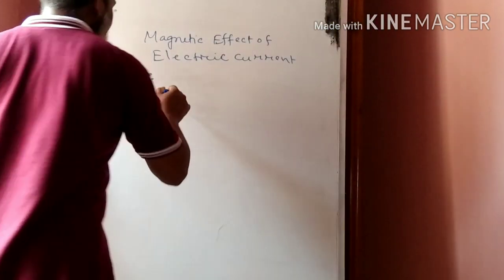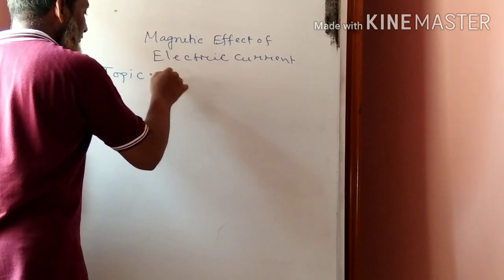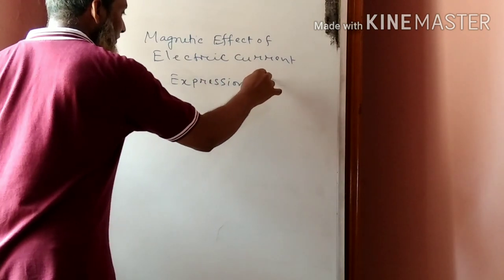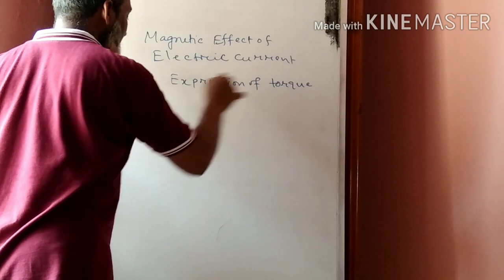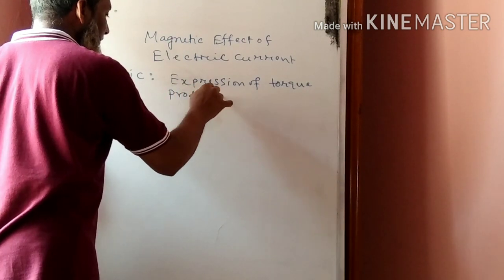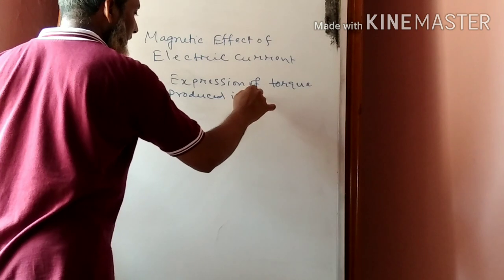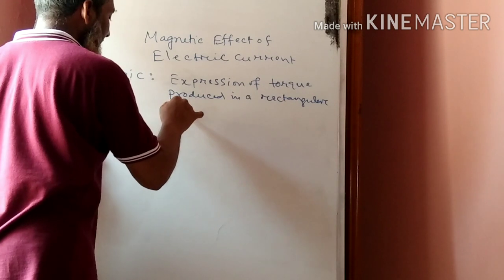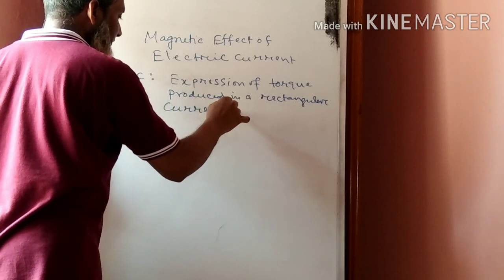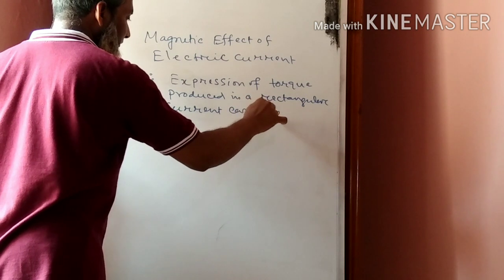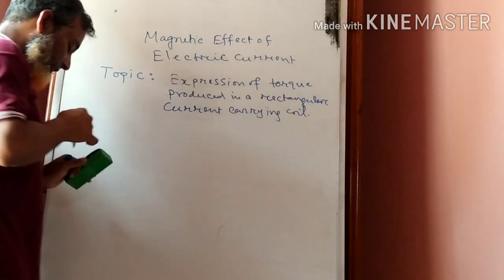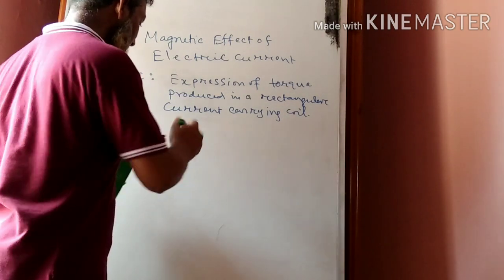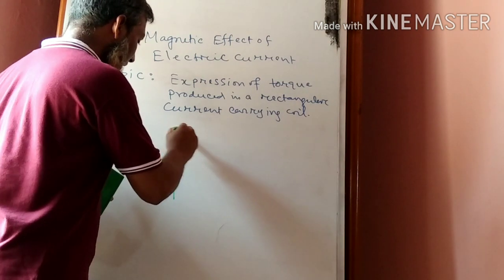Okay, so our topic is expression of torque produced in a rectangular current carrying coil. Okay, that's why first I am going to draw a rectangular coil. So I draw a rectangular coil.